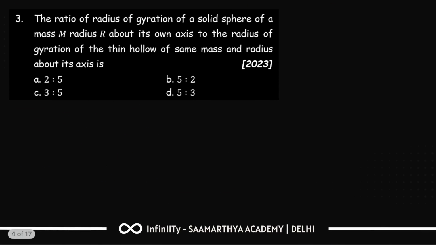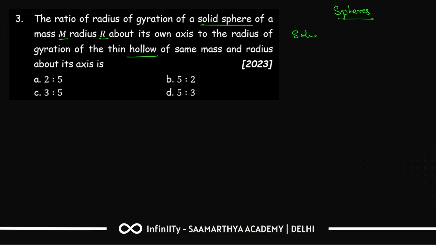Okay, now read the next one. The radius of gyration of a solid sphere of mass m, radius r about its own axis, to the radius of gyration of a thin hollow sphere of the same mass and radius about the axis is. So we are supposed to calculate, there are two spheres.